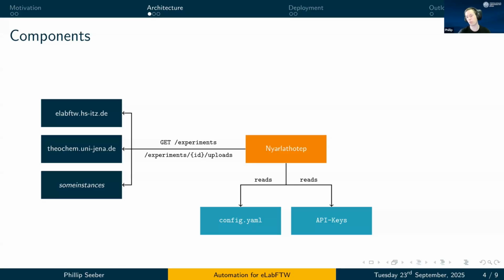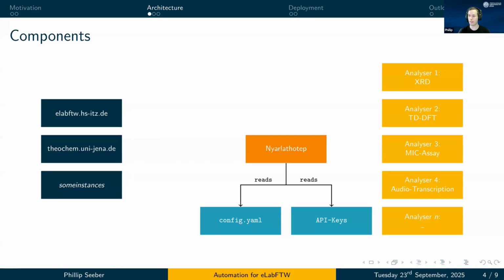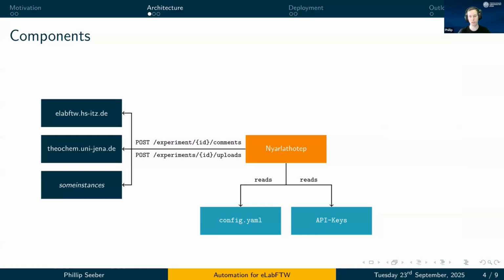And this may be configured in the config YAML file. It's a relatively simple YAML format that describes a polling interval and API keys provided via environment variables. And Nyarlathotep will then pass this stuff to some workers, analyzers, however we want to call them. Some for spectroscopy, some for simulation, some for microbiology, some for audio transcription for our friends in social sciences who are doing interviews, whatever, depending on the tag, post results to them and wait for a response of processed data and re-upload them then to eLabFTW instances.